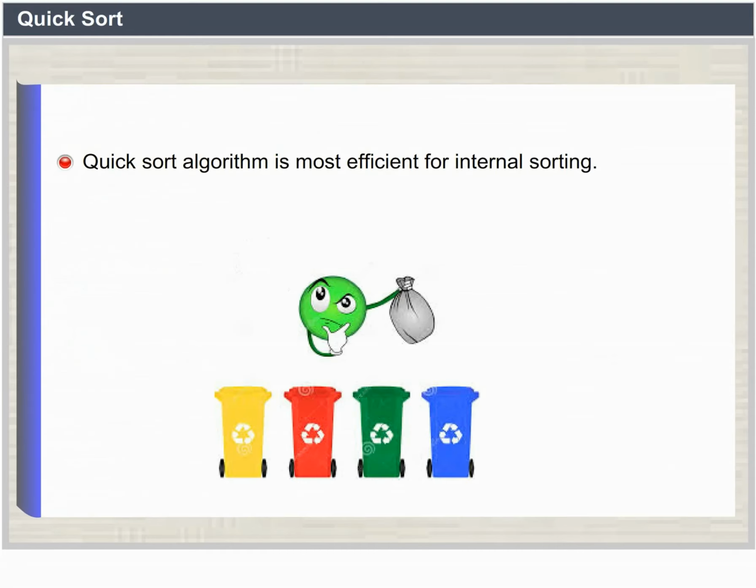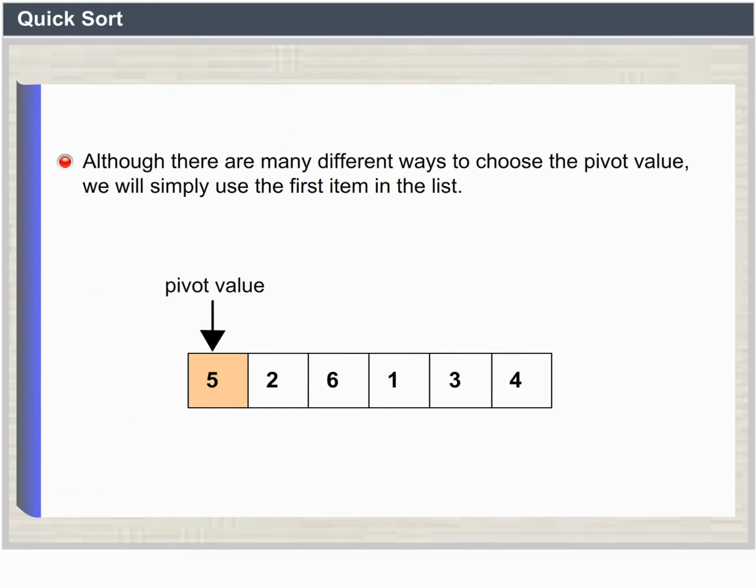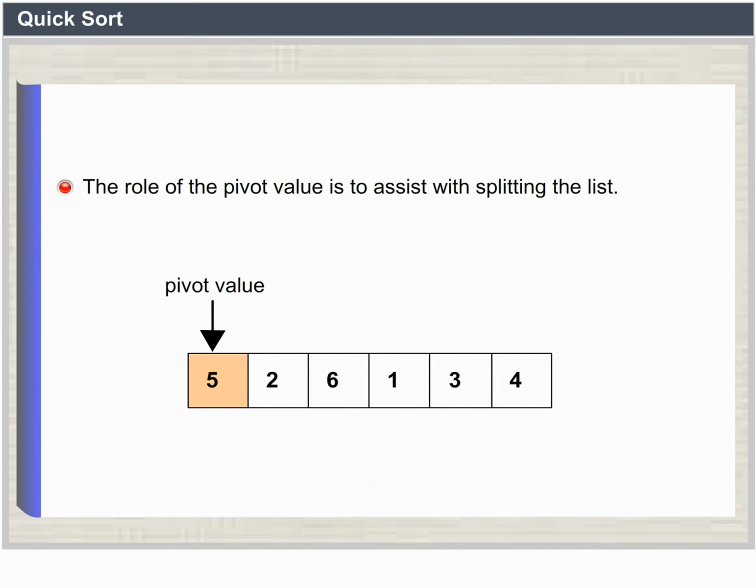Quicksort. The quicksort algorithm is most efficient for internal sorting. Quicksort sorts an array A[1] to A[n] by picking some key value v in the array as a pivot element. Although there are many different ways to choose the pivot value, we will simply use the first item in the list. The role of the pivot value is to assist with splitting the list.